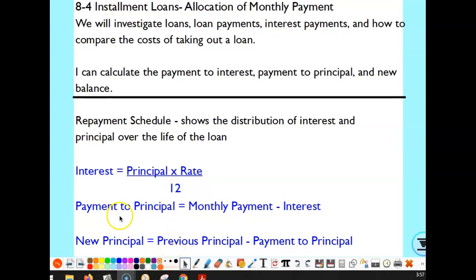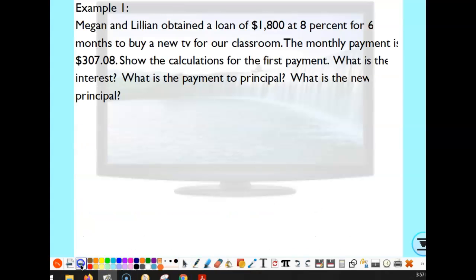The amount that is going to go to principal is going to be the monthly payment, whatever your monthly payment is, and then we're going to subtract out the interest that we calculated in the first step. And then the new principal: we're going to take this amount right here and subtract it from the previous balance to figure out what our new balance is. This is what's used to calculate the interest for our next payment.